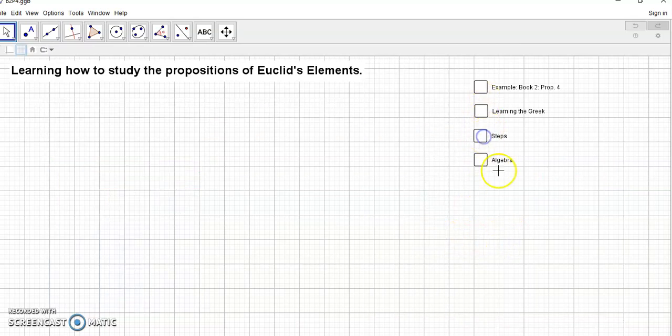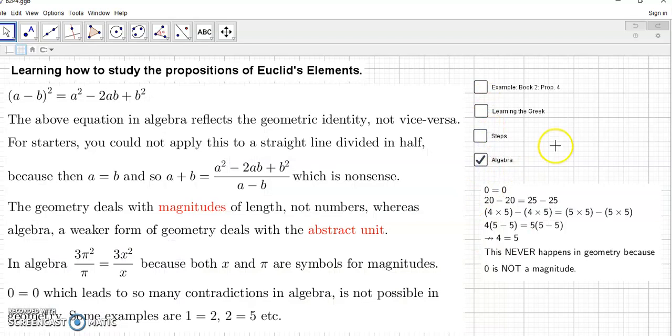Now, in algebra, if we take another statement, which is also true, this is also true in geometry, but in algebra you could run into problems with statements like this. So for the above equation, which is true, algebra reflects a geometric identity, but not vice versa.